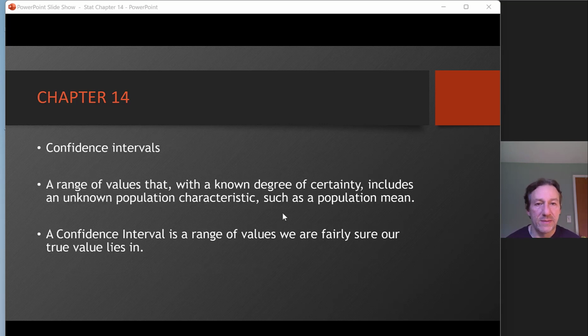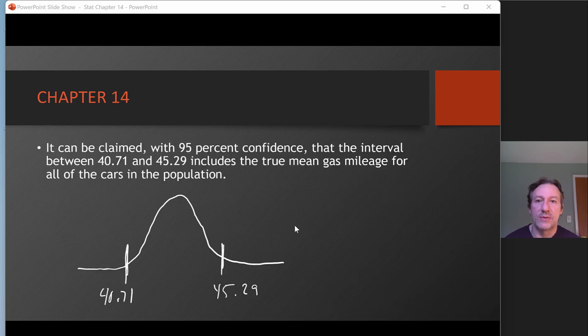Confidence intervals, we talked a little bit about this last time. This is how sure we are that whatever number we're looking at would fall between some different parameters, like how certain we are on it. Usually we'll use the 95% confidence intervals. It's a range of values that we're fairly sure the true value lies in. Last time we were talking about gas mileage with that one sample t-test, and our 95% confidence interval for those cars, the population, was somewhere between 40.71 and 45.29. So we're 95% certain that the true population mean is somewhere between those two numbers.